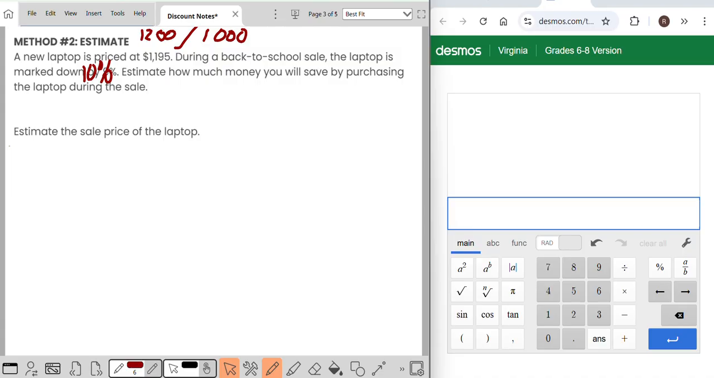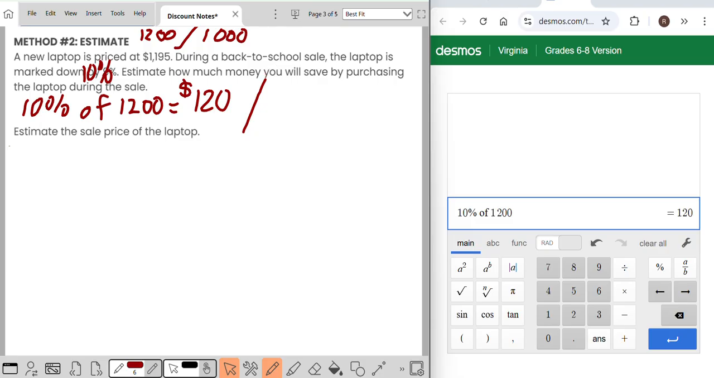So how do we estimate our savings? Well, we could use Desmos. I think that's what I would do. And I would start by saying 10% of, and let's go with the 1,200 first. 1,200 equals, so let's come over here and do 10% of 1,200, and that gives us a discount of $120. Or we could do 10% of 1,000. And let's see what that gives us.